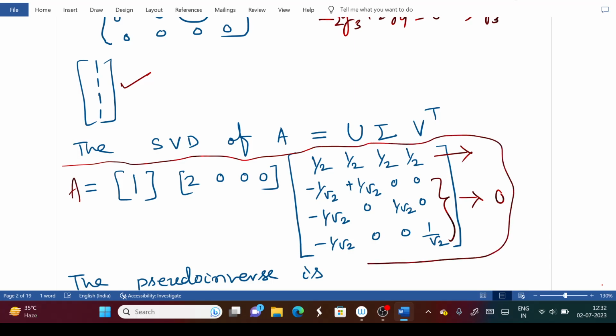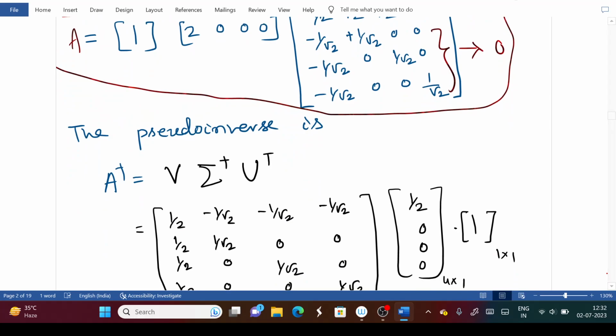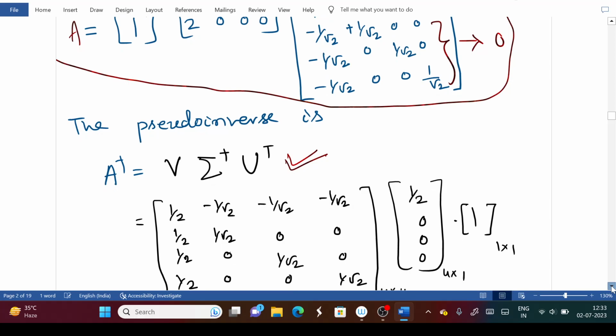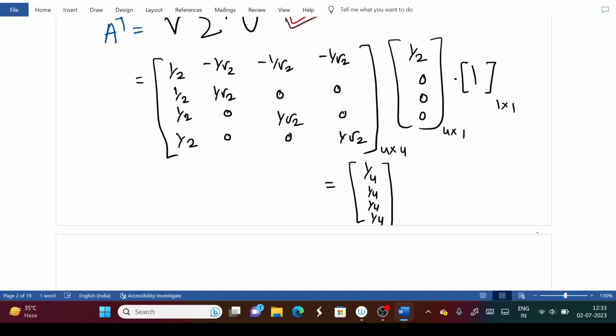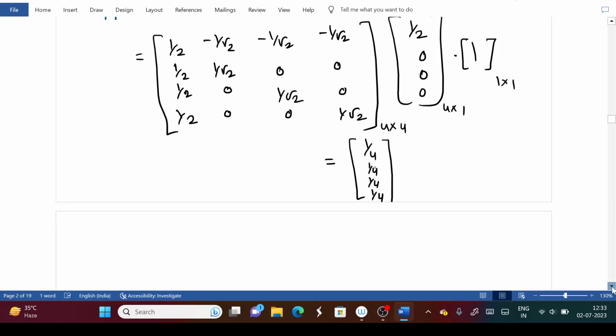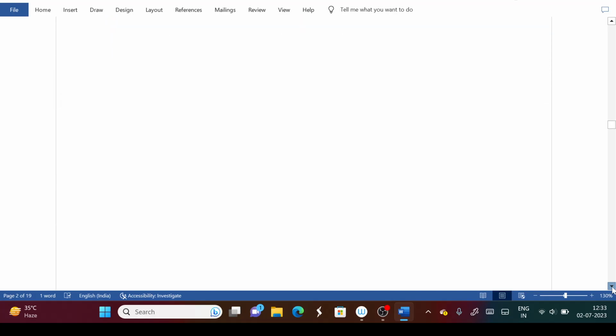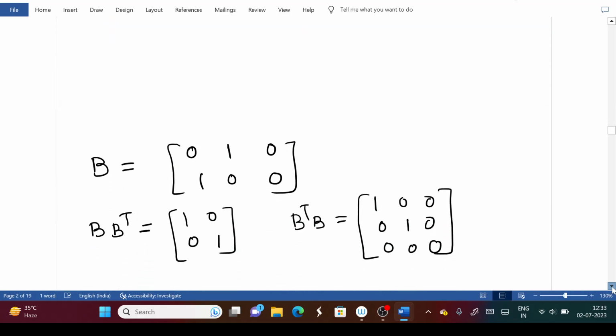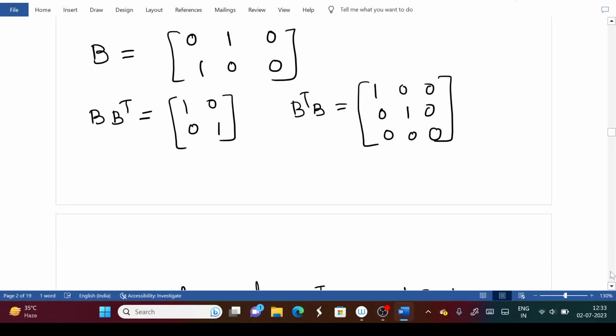Now as this is the SVD of A, we can find its pseudo inverse. Substituting in this formula, the pseudo inverse is found to be this one, that is 1 by 4, 1 by 4, 1 by 4, 1 by 4. So with this, one of the problems associated with this video we have done. Now let us do another problem, that is, consider a matrix B equal to this one.